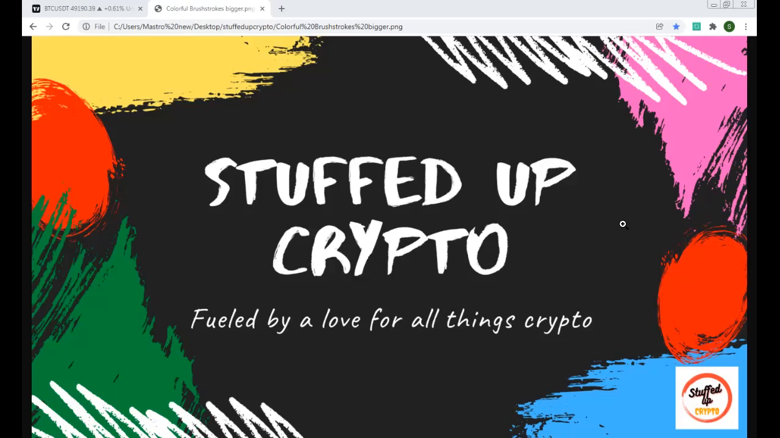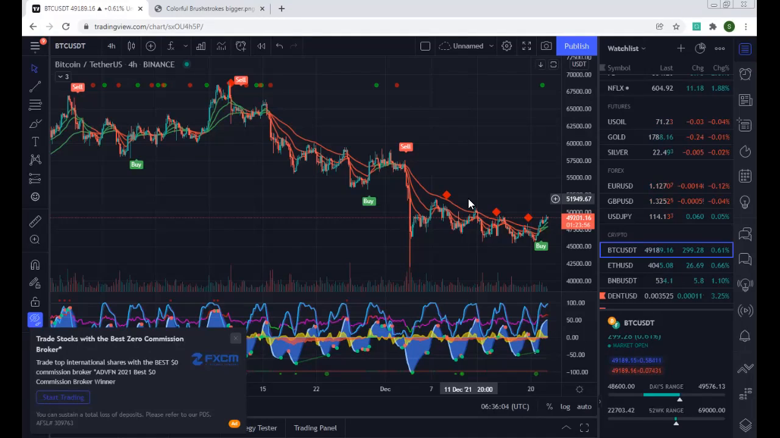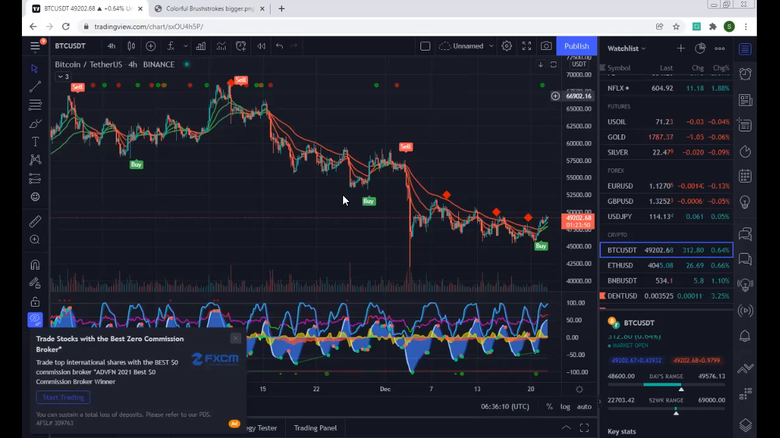Today I thought we'd have a quick look at our TradingView charts and some of the indicators that we use. So let's go over to the TradingView chart. We're on Bitcoin, USDT. So we're looking at Bitcoin today on the 4-hourly.